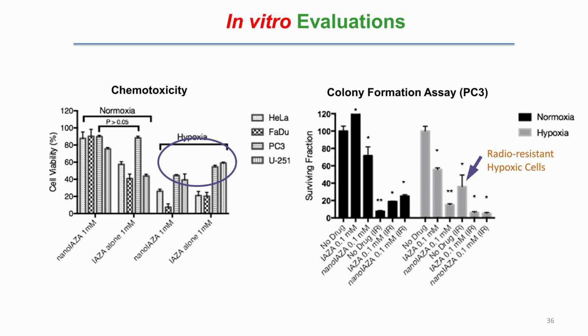We looked at the chemotoxicity in vitro, and what we found is that the drug, the nano-IAZA, is more toxic towards the hypoxic tumors as compared to normoxia. That's what you want. You want this nanoparticle to deliver the drug in the hypoxic cells. And we have done it in a range of cell lines.